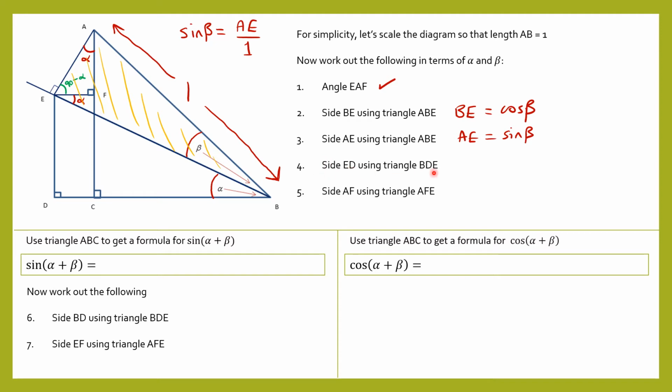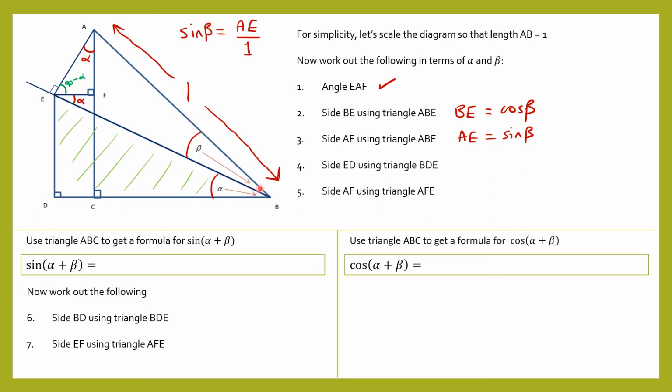Next, we're going to use a different triangle, triangle BDE. So that's this one down here, BDE. Again, it's right angled, and work out side ED. Well, hopefully you get the hang of this now. Pause the video, use right angled trigonometry, and work out side ED.